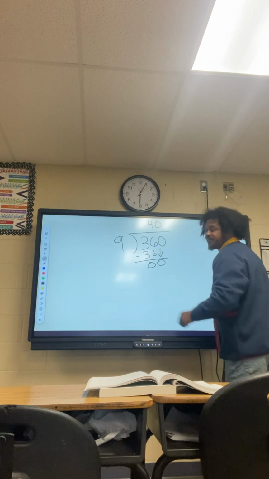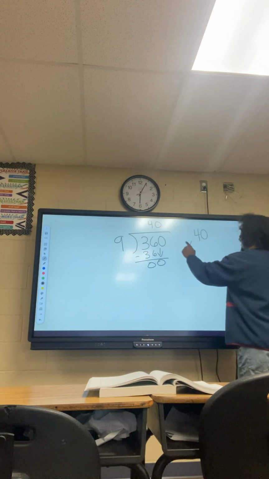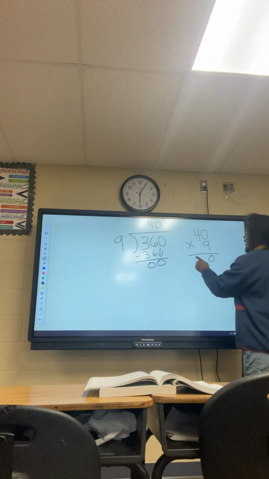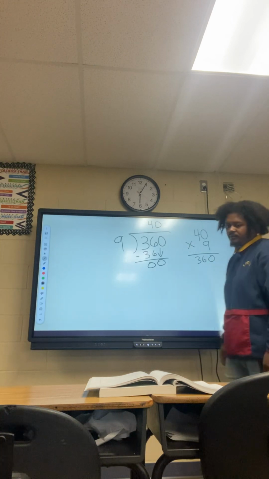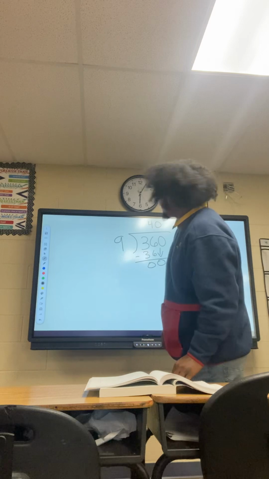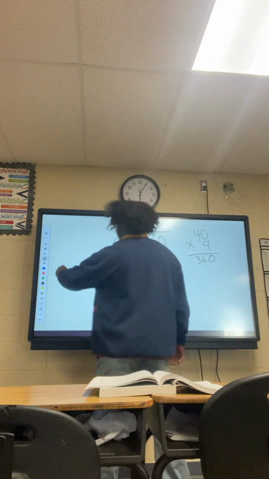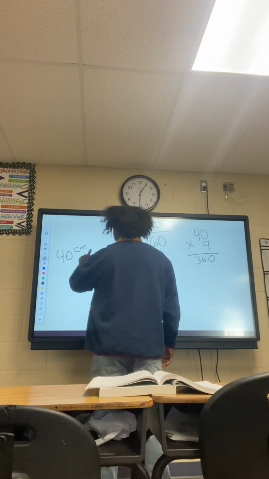Here's how you check. Take your 40, multiply it by your 9. So we have 9 times nothing, is nothing. 9 times 4 is 36. Excellent. So we're correct. All right. So when they wanna set it up, this is how it's gonna look. It's gonna look like 40, okay, centimeters per second, okay?